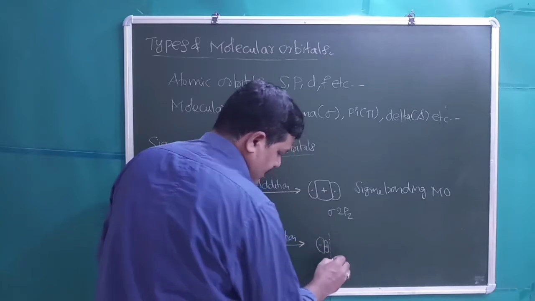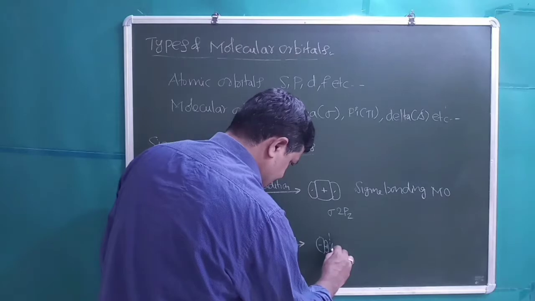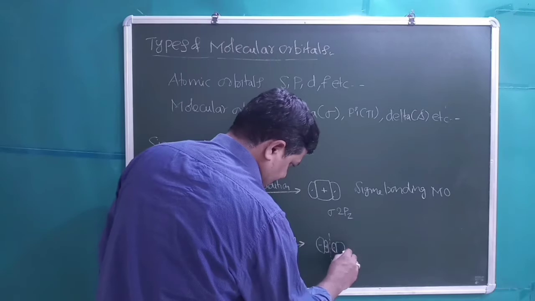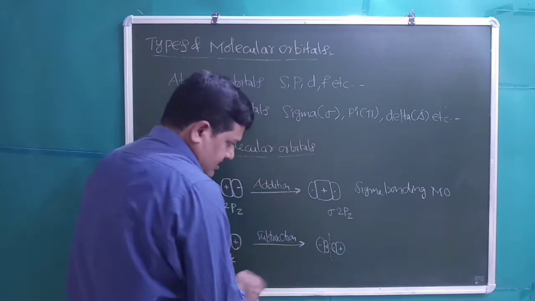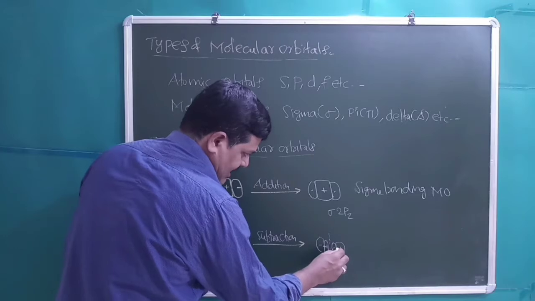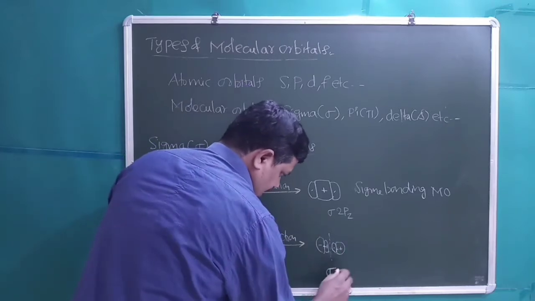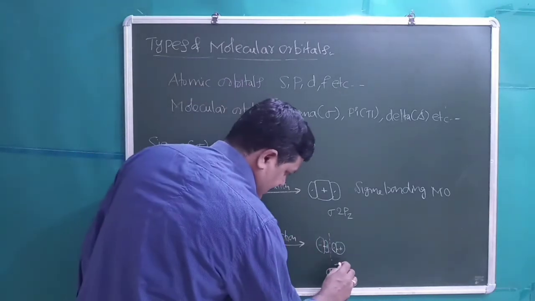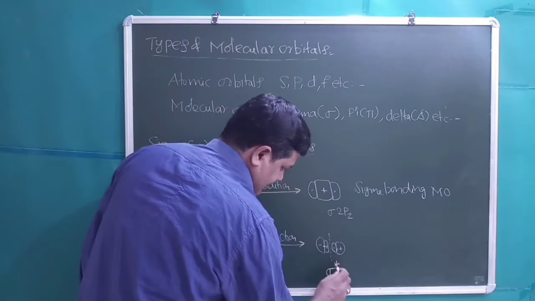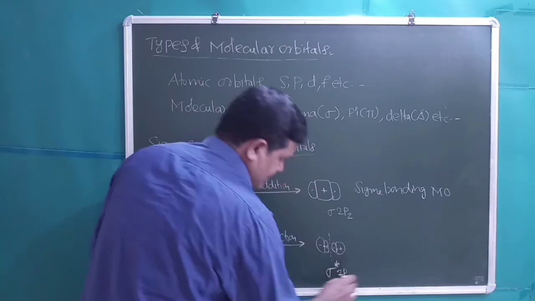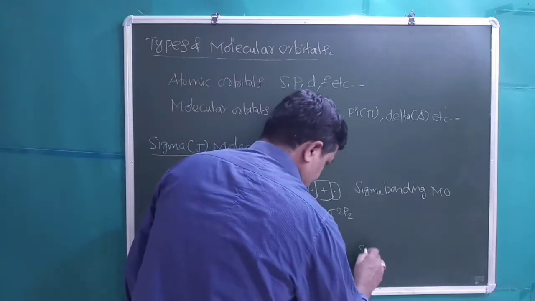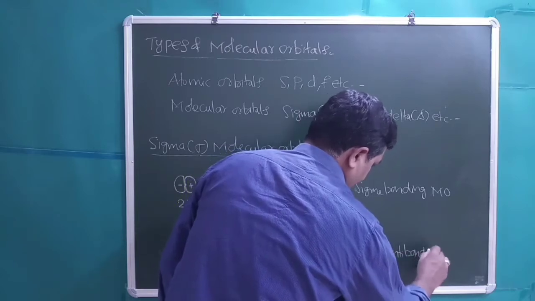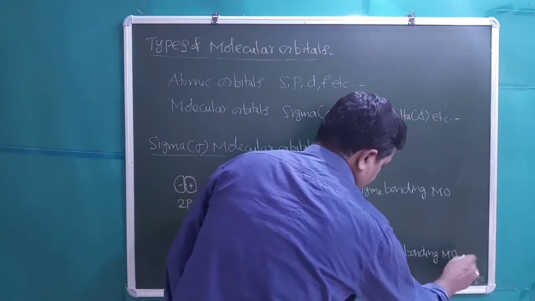The region where the probability of finding an electron is 0 is called a node. It has a minus sign and a plus sign. These dots indicate nuclei. The molecular orbital formed by destructive overlapping is indicated as sigma star 2pz, the sigma anti-bonding molecular orbital.